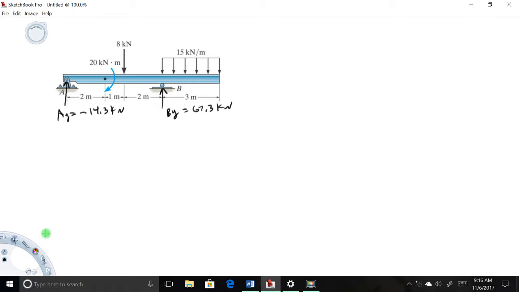I'm making this video here to demonstrate how to draw shear moment diagrams. So here's the big problem we're looking at here. We've got this beam subjected to this 8 kilonewton load down, this 15 kilonewton per meter distributed load, and this clockwise 20 kilonewton meter couple moment.